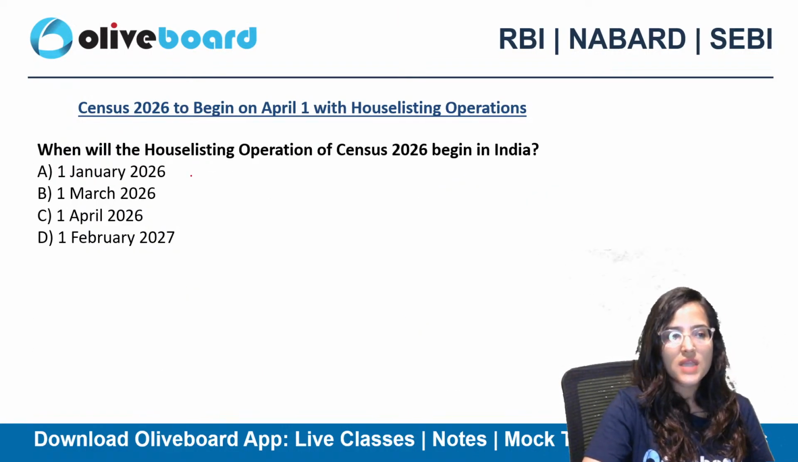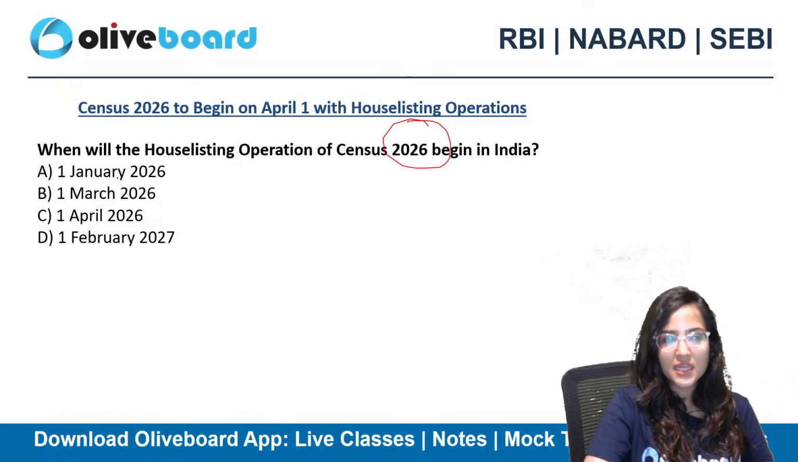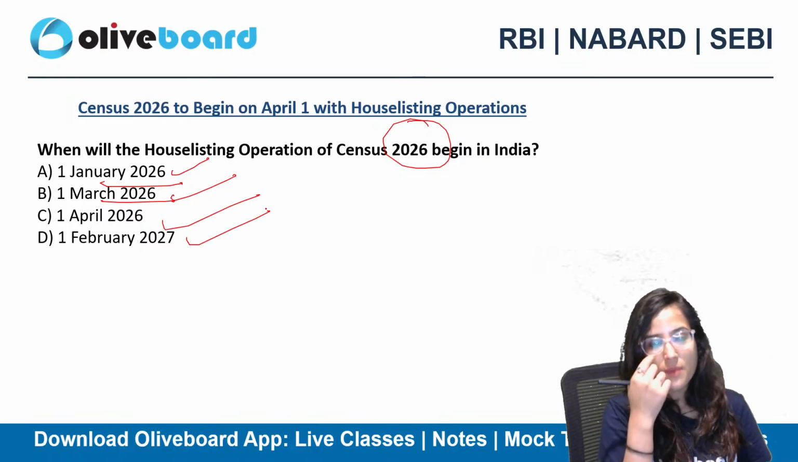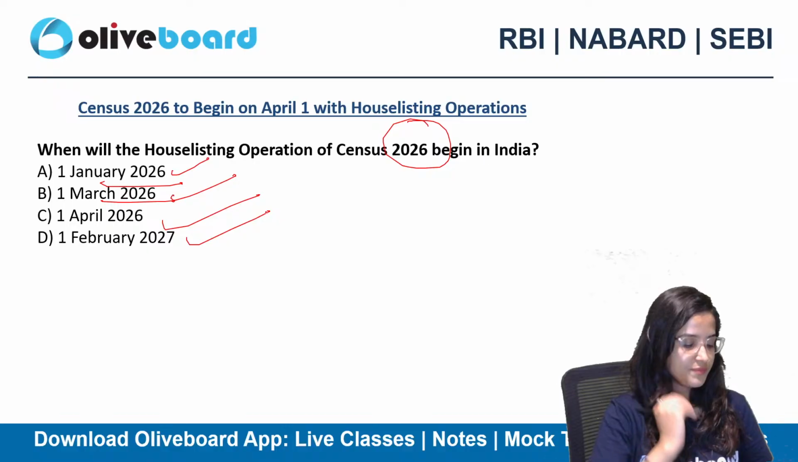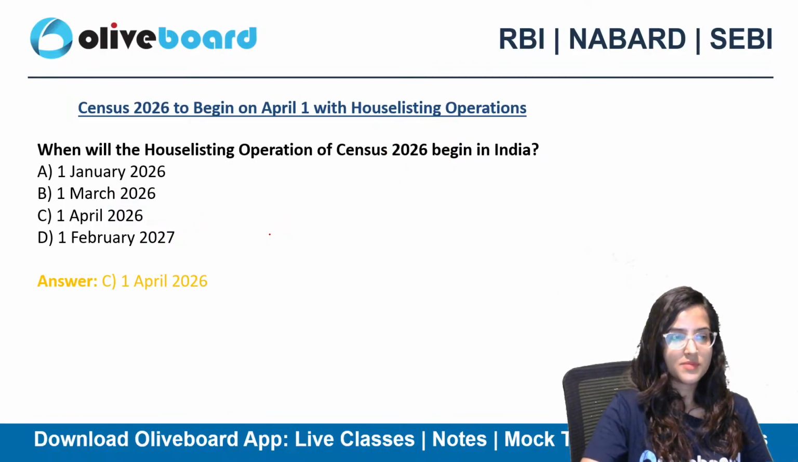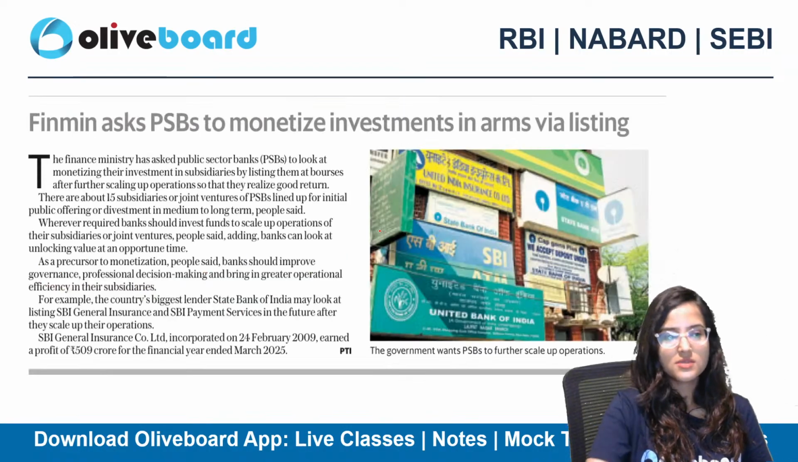Fine. So when will the house listing operation of census 2026 begin in India? 1st March 2026, 1st January 2026, 1st April, or 1st February 2027. What is the answer? Quickly, everyone, I want quick answers from all of you. What is the answer? Yes, absolutely correct. 1st April 2026.